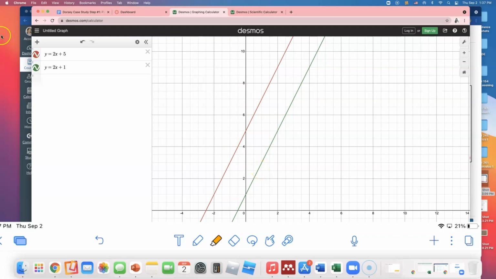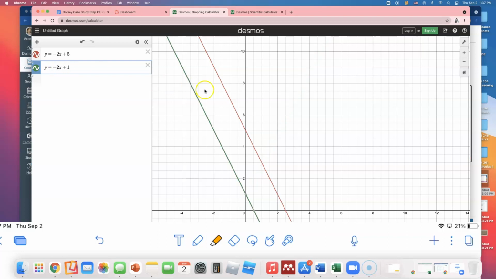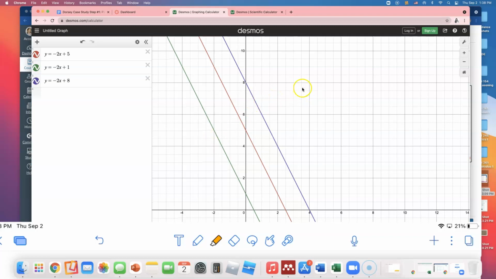If slopes are the same, 2 and 2, then the lines are going to be parallel. If I change it to -2 over here and -2 over there, this time the lines are going down. But if the slopes are the same, then the lines are going to be parallel. I can make another one here: y equals -2x plus 5. Oh, I'm sorry, plus 8. You see now we have 3 parallel lines.